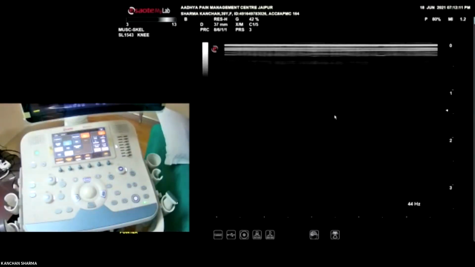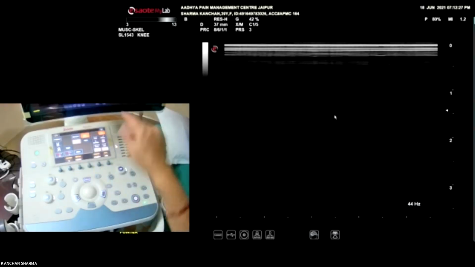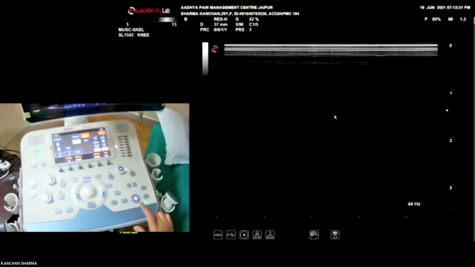Okay. And there is one button. All the machines will have B/M. So this is B mode, M mode, oblique. If you are lost anywhere in the machine, you don't know where you have gone and you're not able to understand, just press this button, you will be back to the screen, right? So these are the certain knobs which you should know. There is one big button, a star, that is your freeze button. Fine.